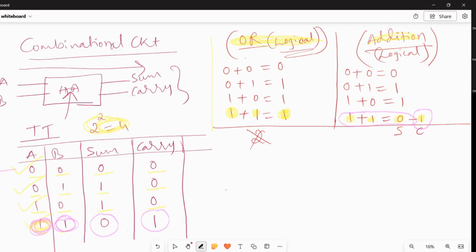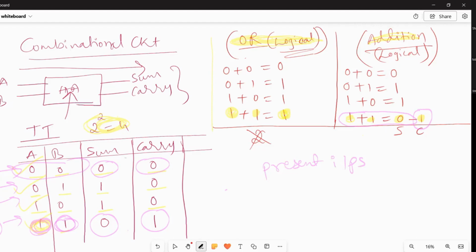See, this one is what? First input combination, second input combination, third combination, fourth combination. Total how many combinations? Four combinations. When I apply first this combination, immediately output is provided. It is providing the output as 0 and 0. A and B are what? Present inputs. A and B are present inputs.